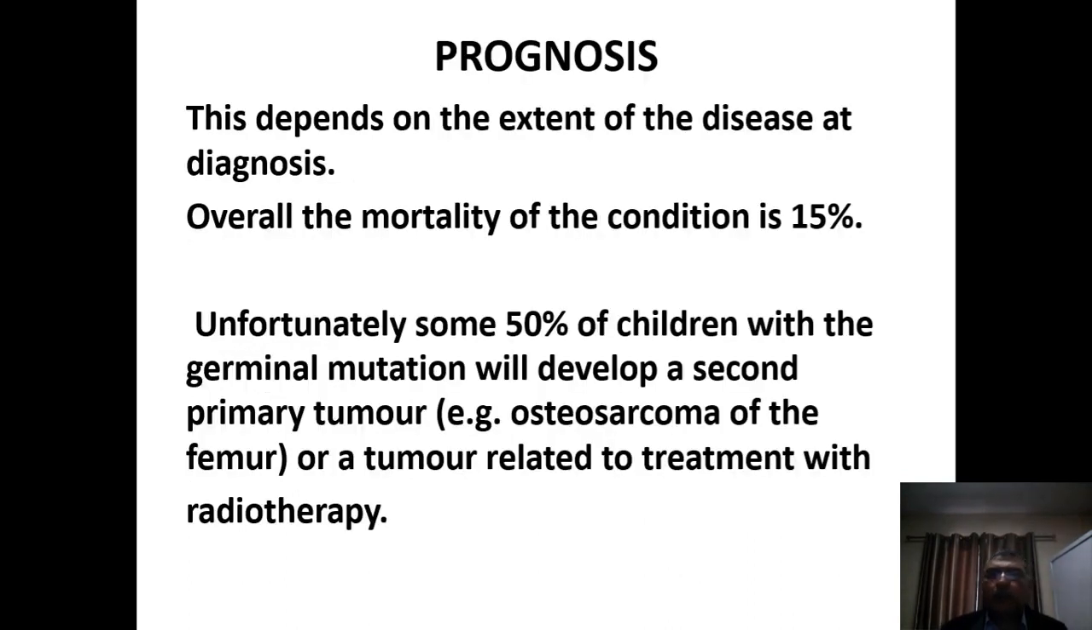Prognosis depends on the unilaterality, bilaterality, severity, size of the tumor, and the presence of metastasis. Overall mortality of this condition is 15%. About 50% of these children, with germinal mutation, unfortunately will develop a second primary tumor such as osteosarcoma, for example, of the femur. Or they may develop another malignant tumor that is related to the radiotherapy, usually in the orbital region.